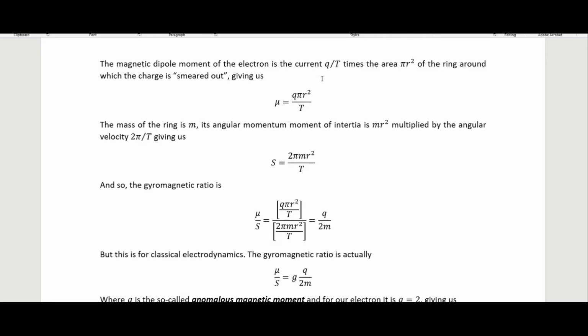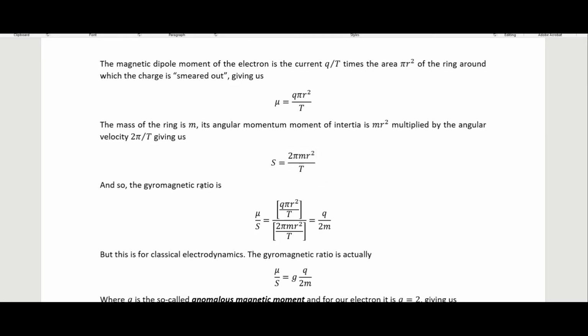Then we want to find out what the magnetic dipole moment of the electron is. The current is q over T. So the magnetic dipole is the current q over T times the area pi r squared of the ring around which the charge is smeared out. That gives us q pi r squared over T. The mass of the ring is m, its moment of inertia is m r squared, multiplied by the 2 pi over T. So this gives us S equals 2 pi m r squared over T.